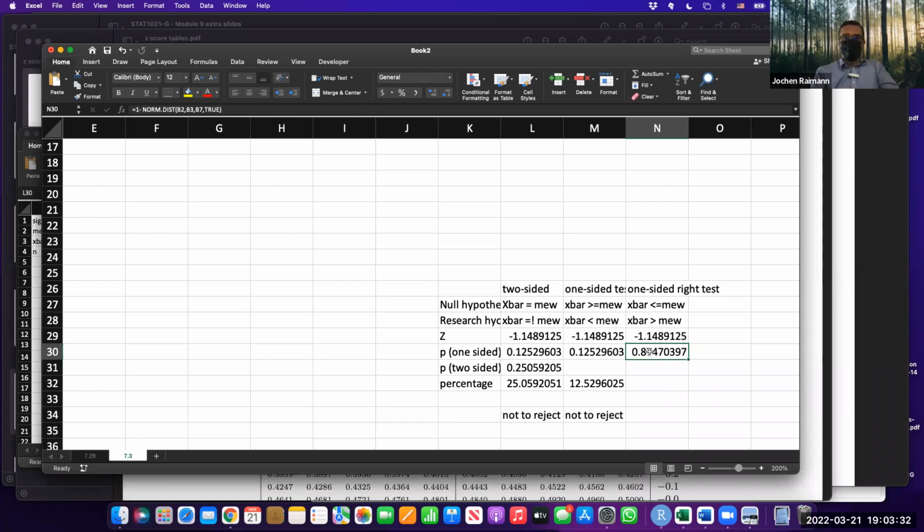So it's 1 minus norm.dist. Why is that? Because we're calculating a difference and dividing it by the standard error of the mean, we get a z-score which is to the left of the mean. We're interested in something to the right of that standardized difference, quantifying everything that's greater. This is why we take the whole and subtract everything to the left of that standardized difference. That's our p-value. So they're both not significant. This multiplied by 100 is not to reject either.